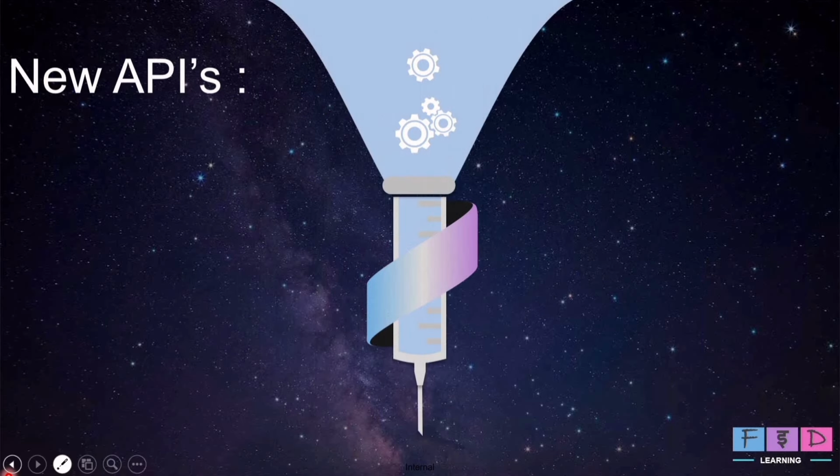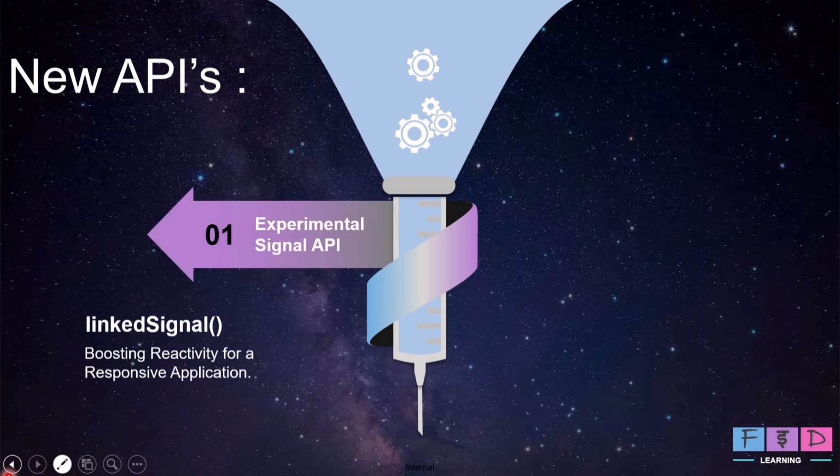Additionally, Angular version 19 introduces several new and experimental APIs. First, let's talk about the Signal API called linkedSignal. LinkedSignal works similarly to Signal, but with one key difference. It's connected to a computed expression that sets its initial value, and we can update linkedSignal freely, just like a regular signal. But when the computed expression changes, linkedSignal automatically reverts to its calculated value.